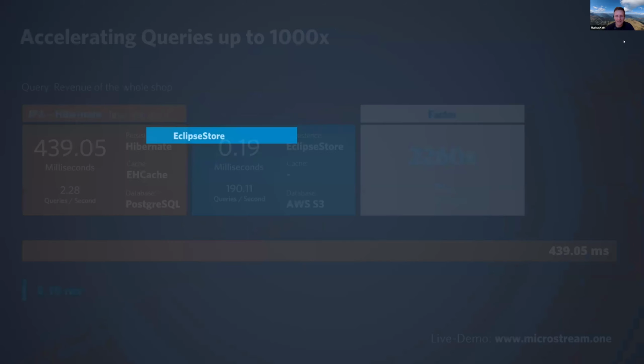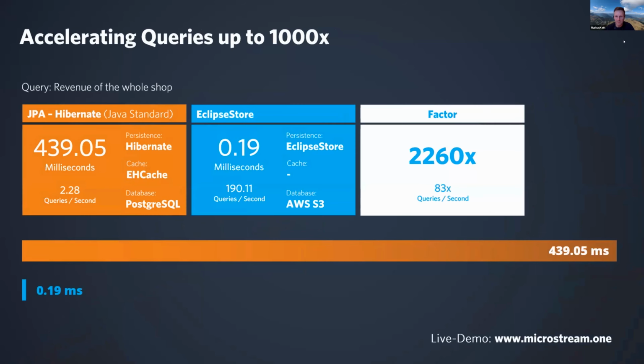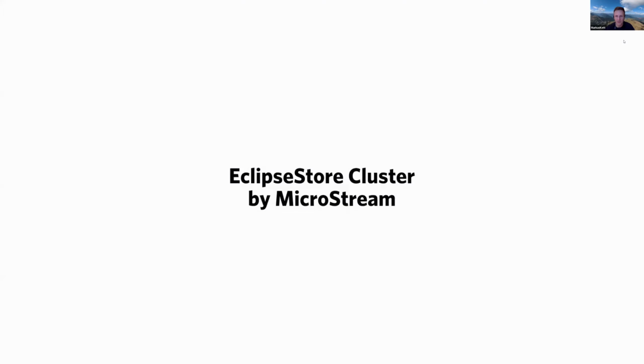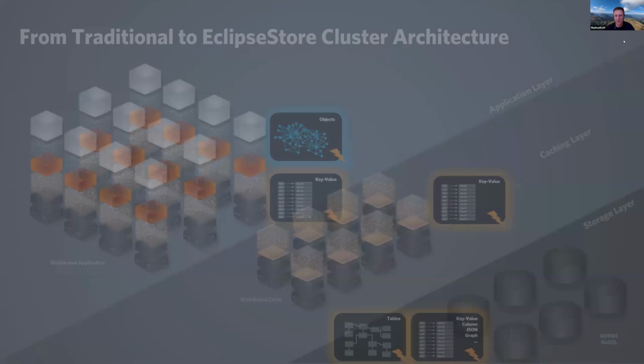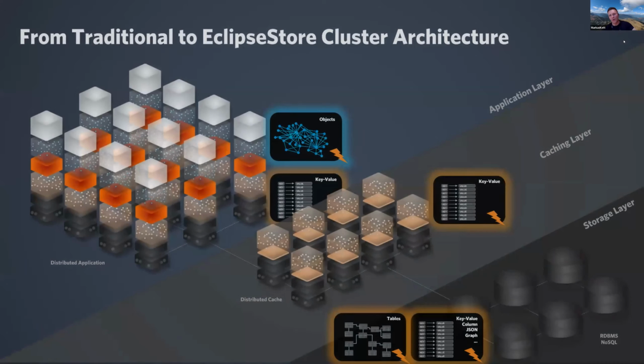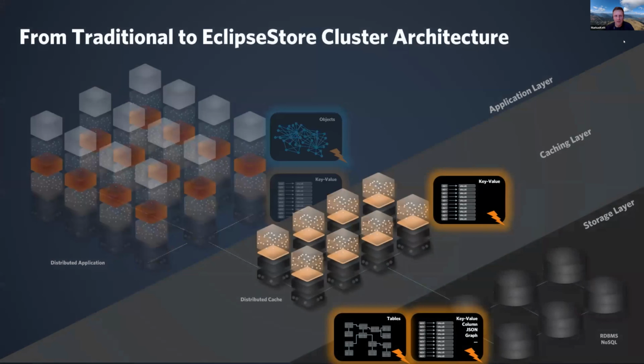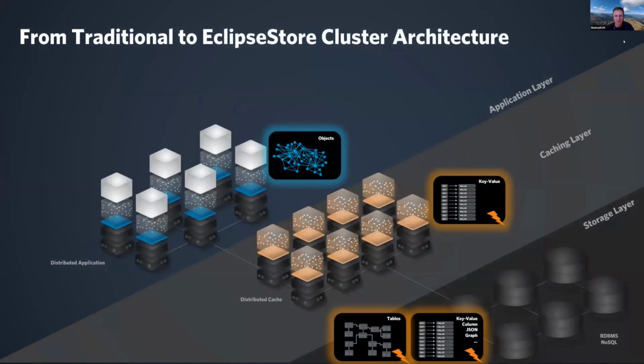Hopefully. We have a performance demo that shows how fast it is. Christian will show this performance demo later. But how does this work with a distributed application? Here we can see a distributed application or a distributed microservice. So we replace the nodes with EclipseStore nodes.